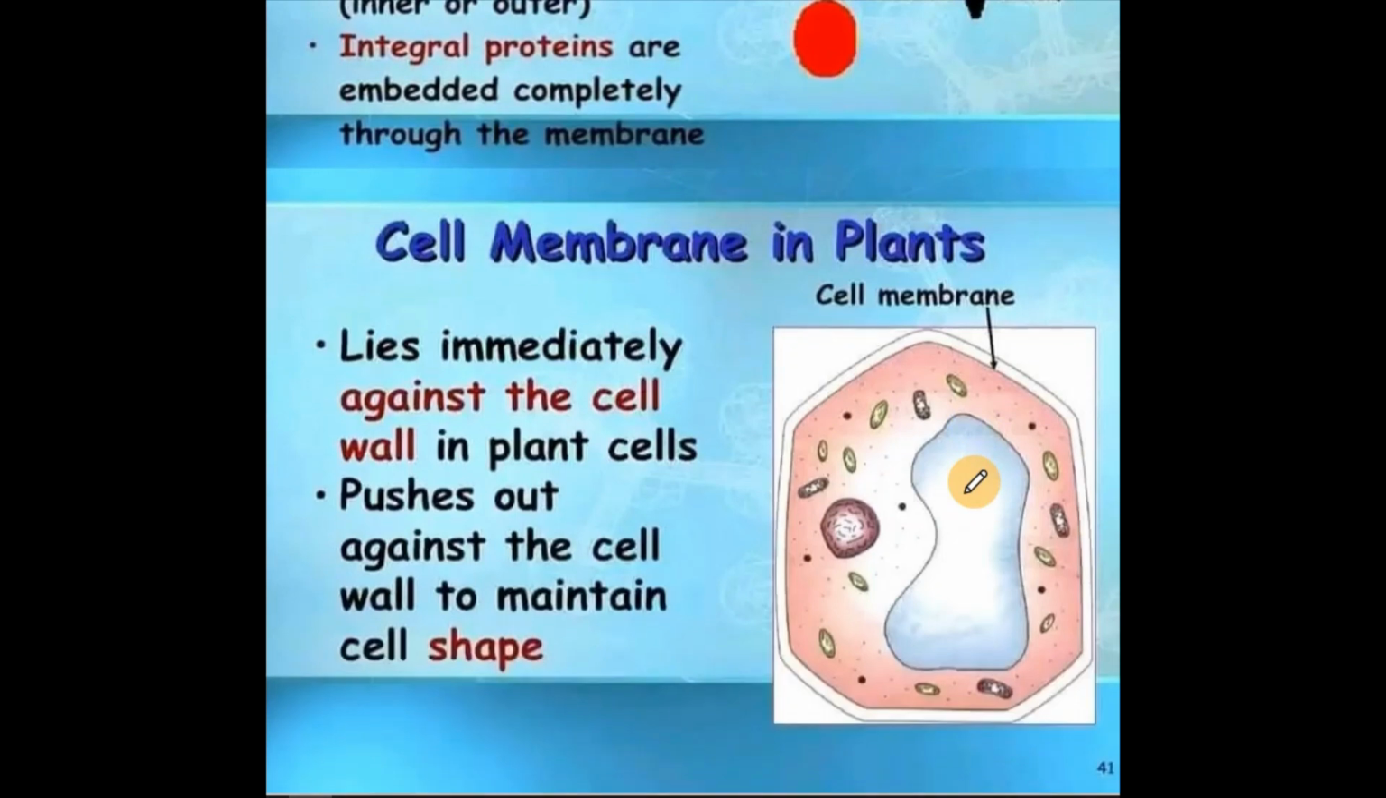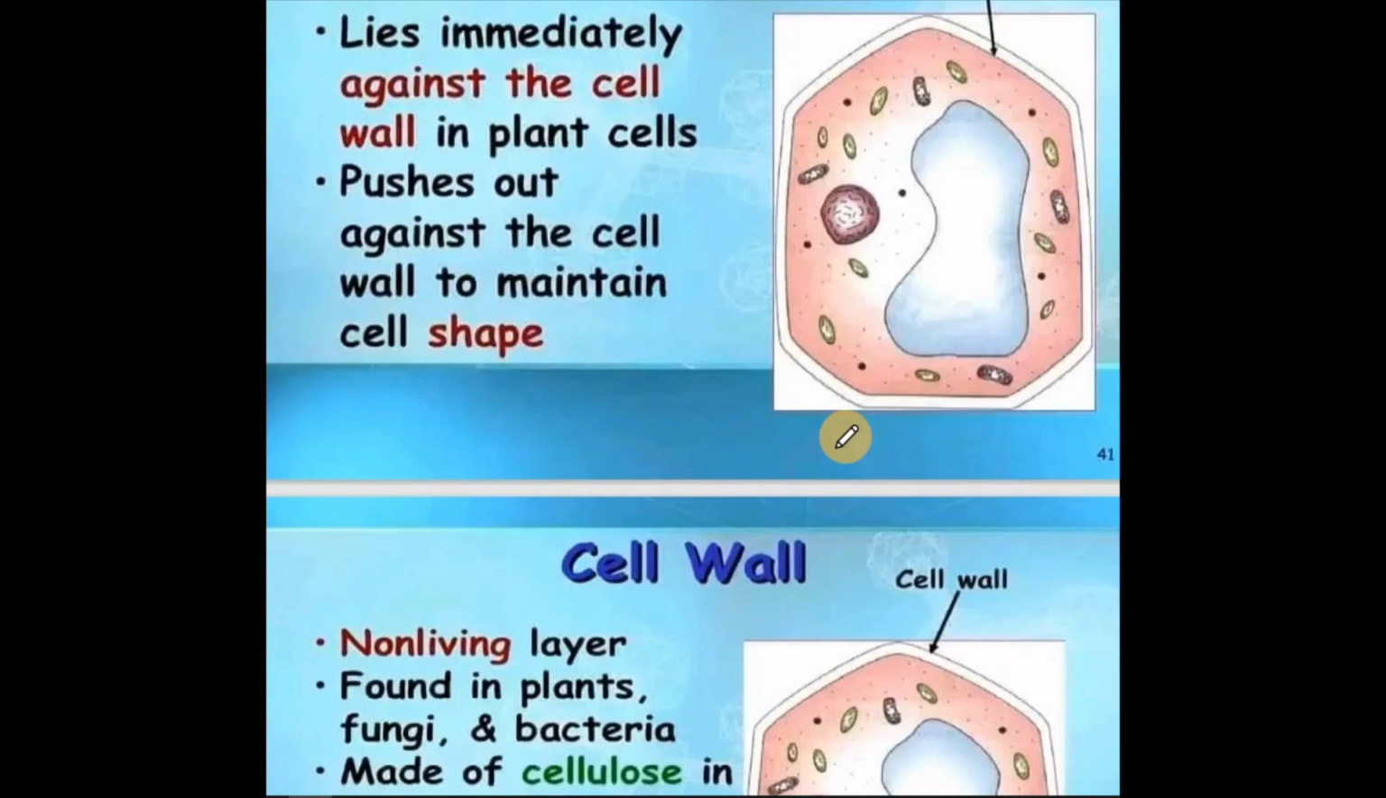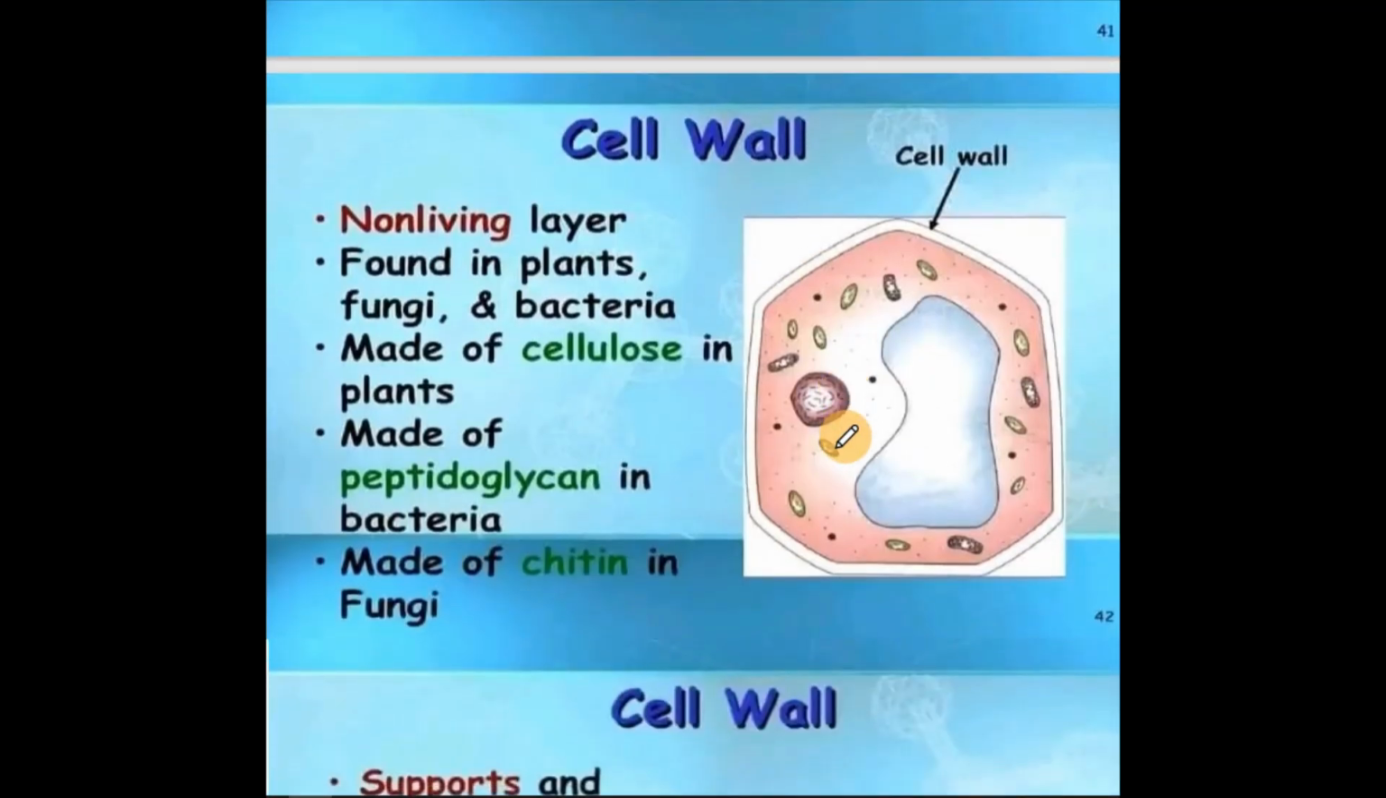Let's look at the cell membrane in a plant cell. The cell membrane just lies under the cell wall, and that pushes against the cell wall to maintain the shape. So the cell wall comes first, followed by the cell membrane, and the cell membrane has direct contact with the cell wall and it pushes against the cell wall to give shape to the plant cell.